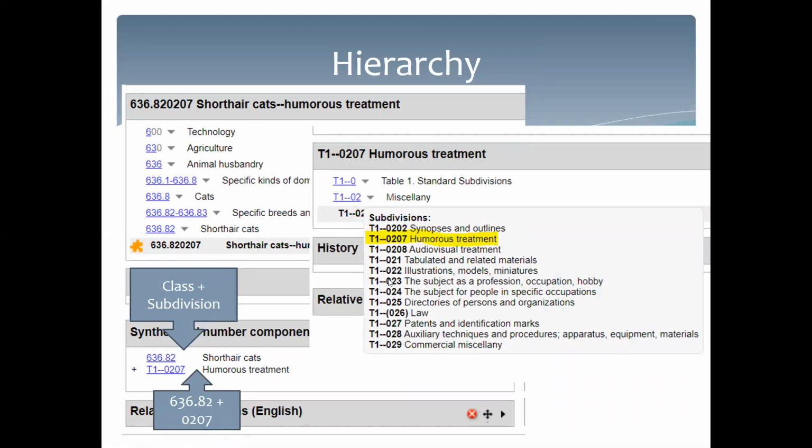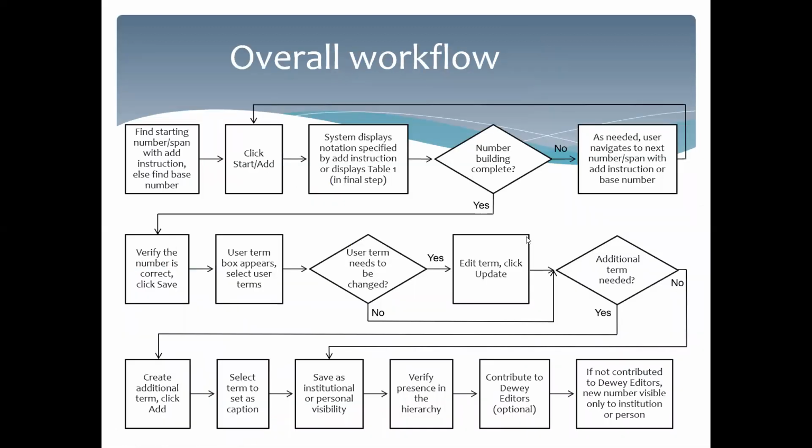If we actually go and look to see what this looks like, we will see that in table 1, it's in the miscellaneous category, and there it is right there, humorous treatment. So that can be not only a good tool for looking to see how things are put together, but as you're working through things, think about that process: the base notation, plus your facets, plus the other aspects, other topics related to your item.